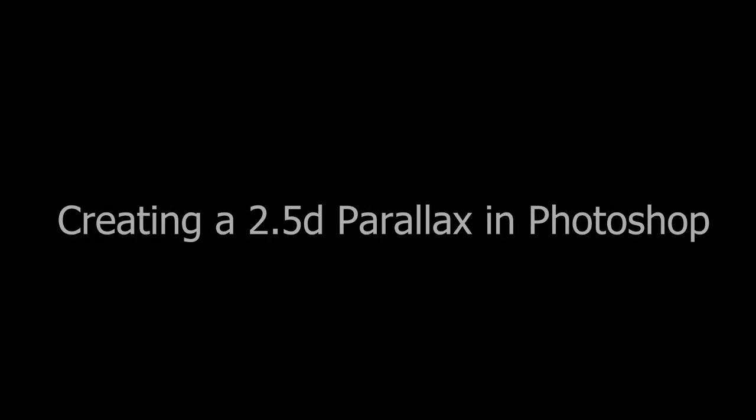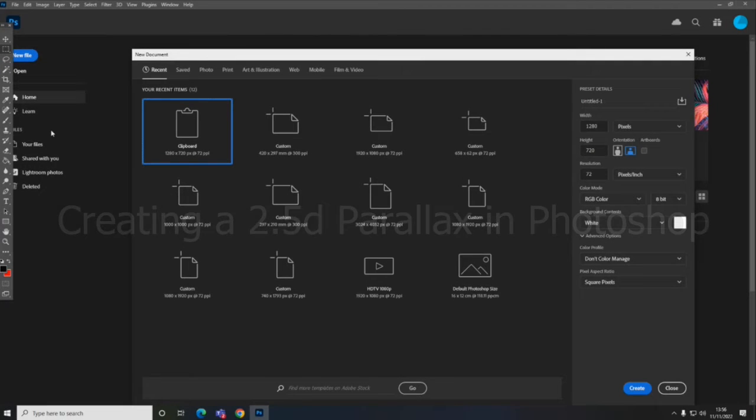Okay, this is my tutorial on how to create a 2.5D parallax in Photoshop. First of all, I'm going to open up Photoshop. This is 2023, but this kind of works for most versions of Photoshop. You just might have to navigate around for different options, and there's a few little differences. But I've clicked a new file here.